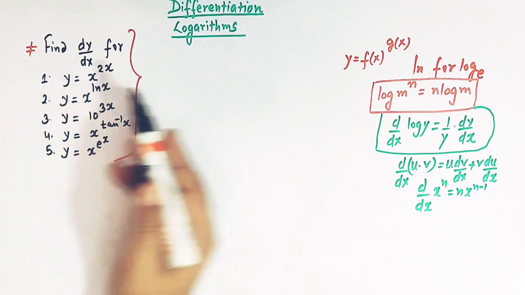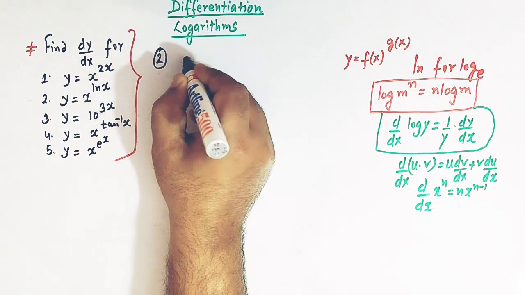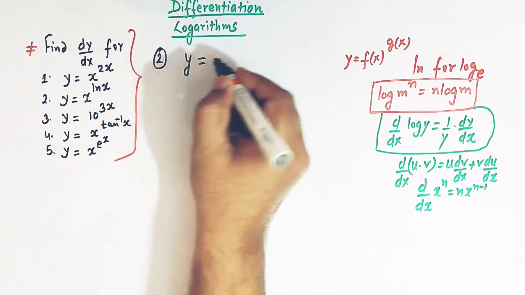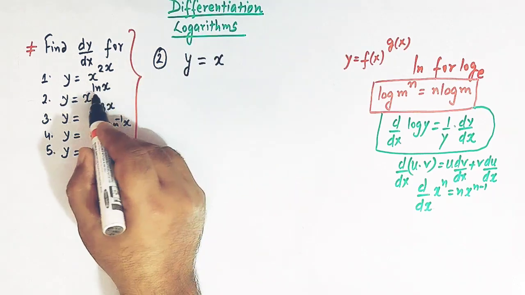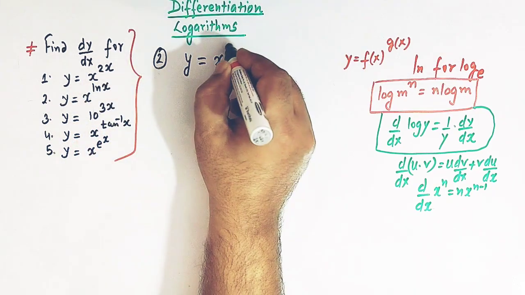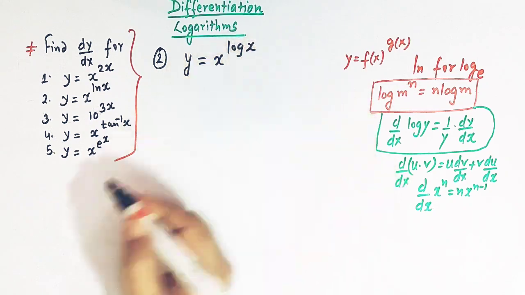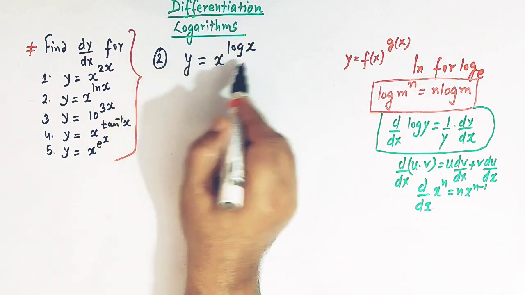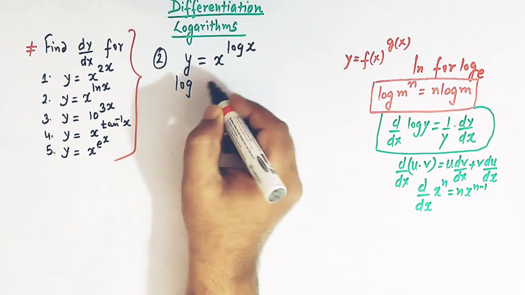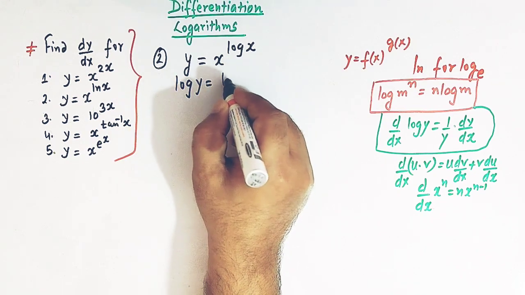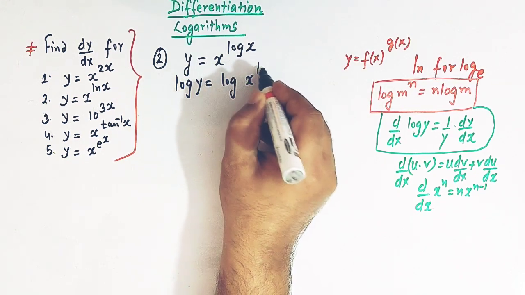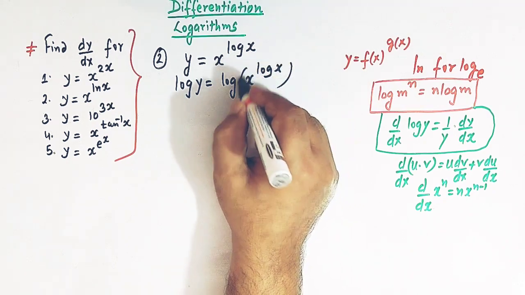Now let us take this second problem. Here we have y is equal to x raised to ln x, which is log of x, right? So now we can take a log of both sides. So we have log y, and here we have log of x raised to log of x, right?